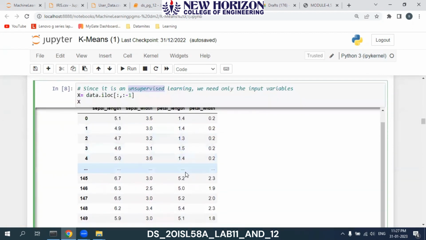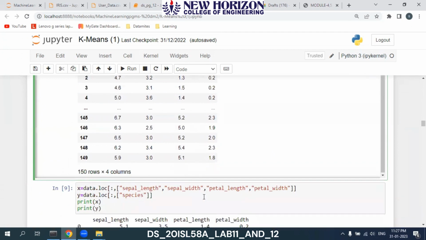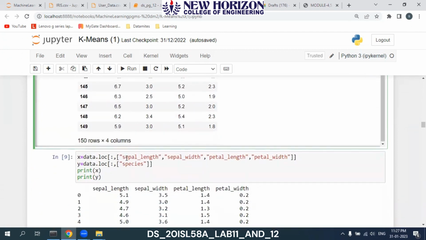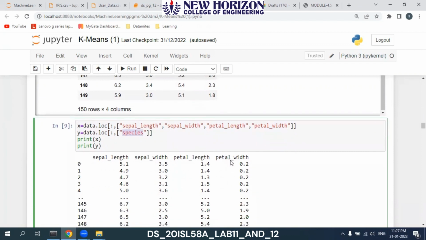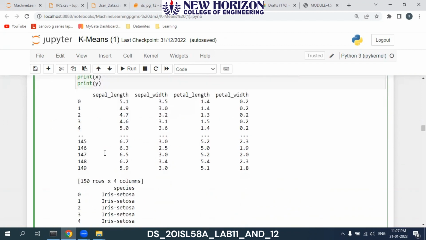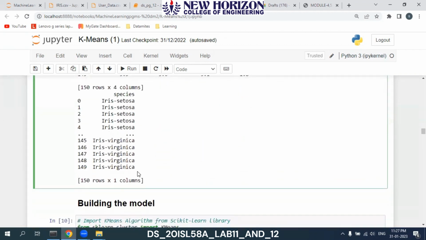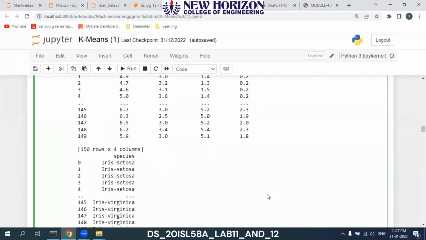So these are the input variables, 150 rows across 4 columns. Then we are selecting all the variables, sepal length, width, petal length, and petal width into your X, and species into your Y. This is general. Not only using iloc, we can usually directly assign these column values also, and we can store that in your X and Y variables respectively, and this is how it results. So this is general information.